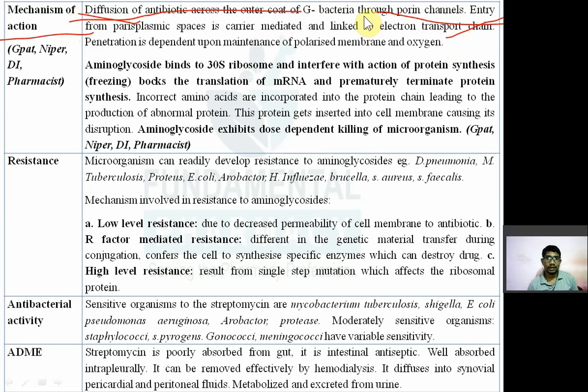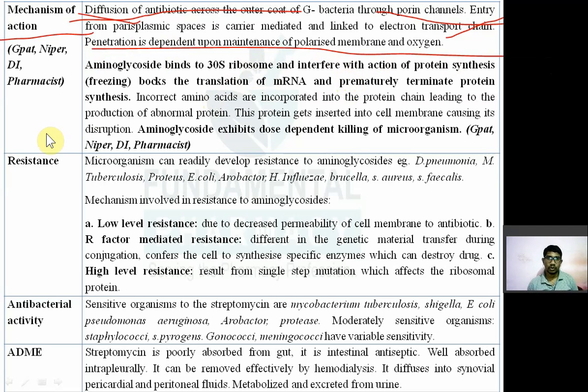So this antibiotic diffuses through the bacterial cell wall via porin channels, and entry into the periplasmic space is carrier mediated. So there are two ways that aminoglycoside can enter the bacterial cell. One is diffusion through porin channels, and the other is from the periplasmic space via carrier mediated transport, which is linked to the ETC. Penetration is dependent upon the maintenance of a polarized membrane and oxygen. As long as the membrane is polarized, the drug will go inside.